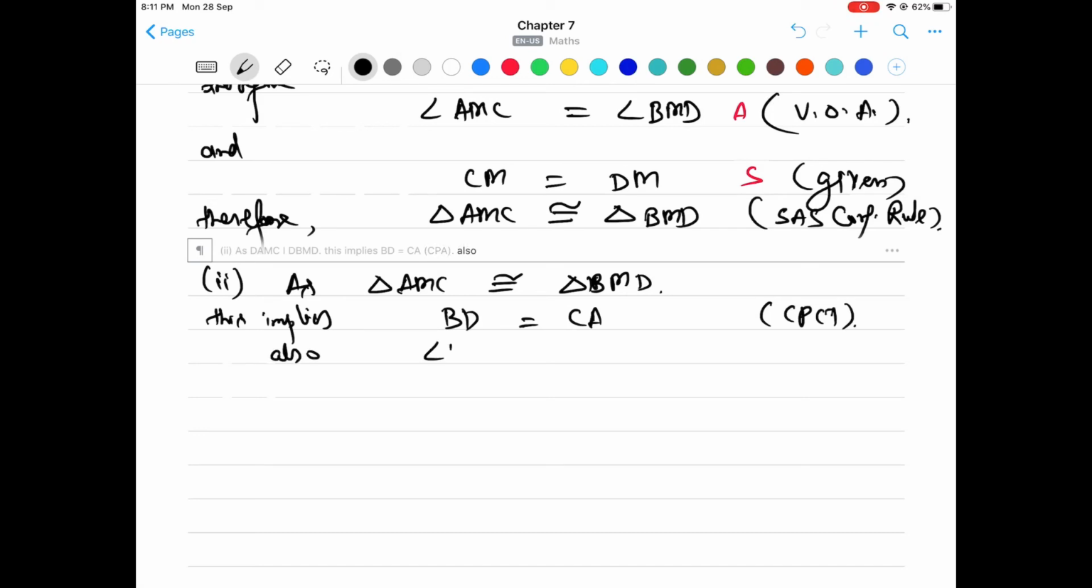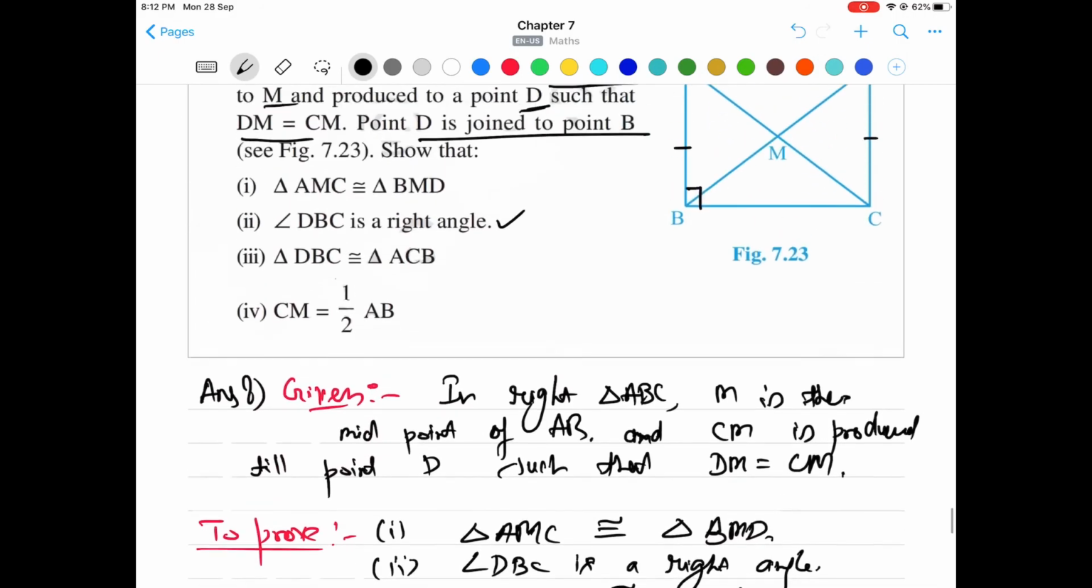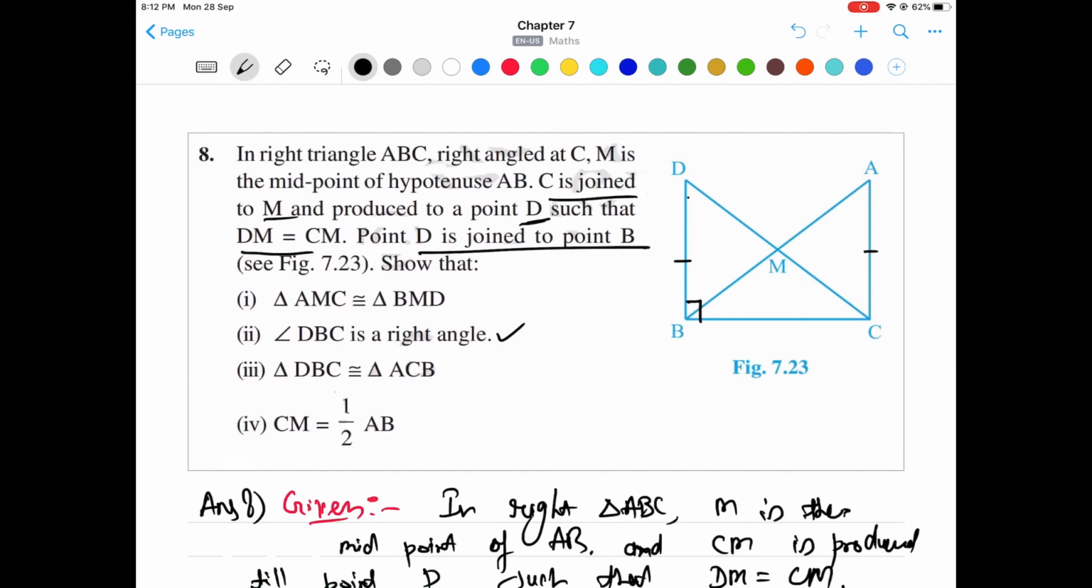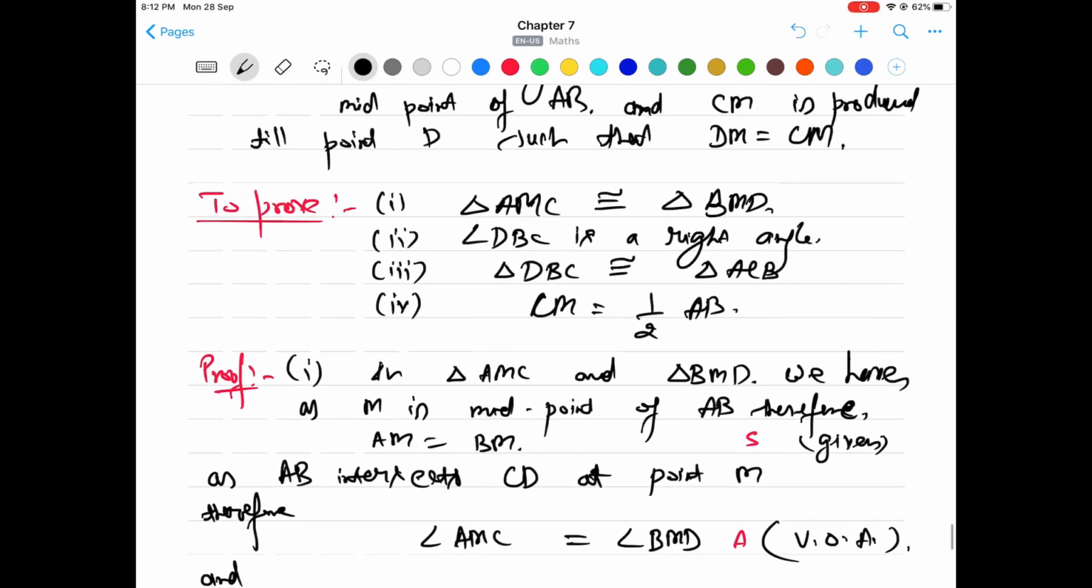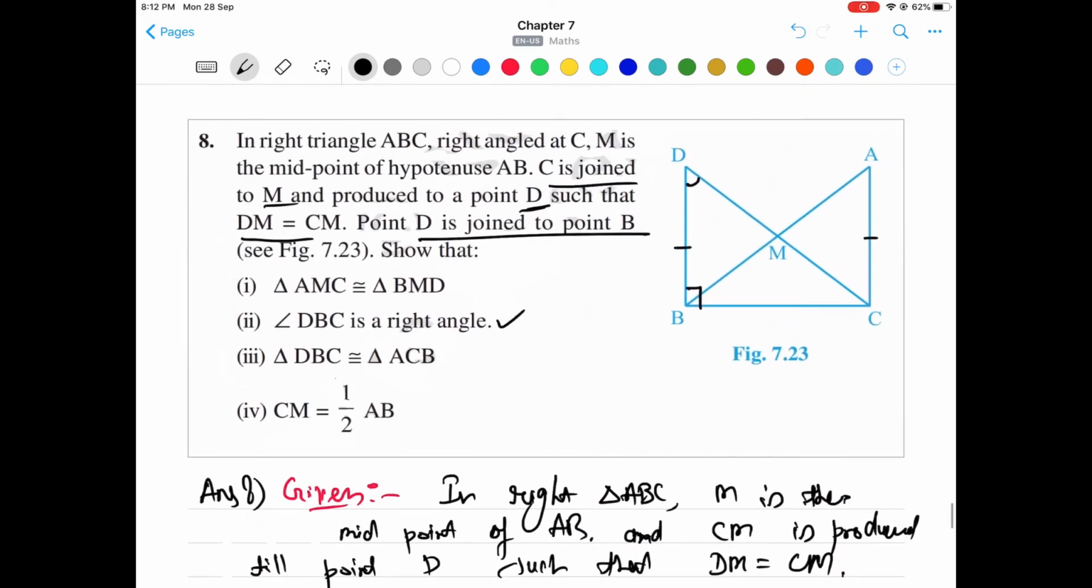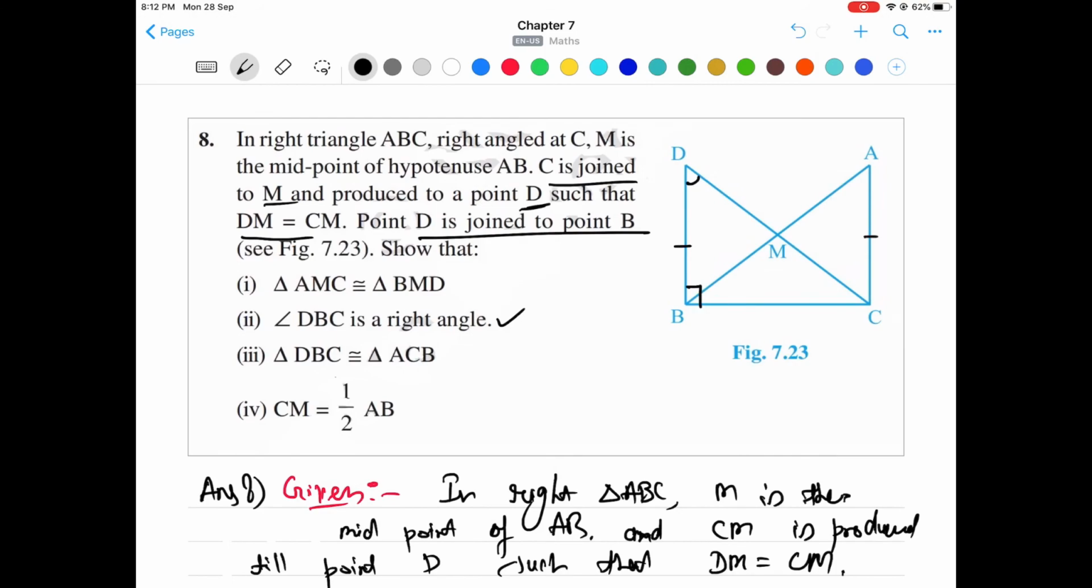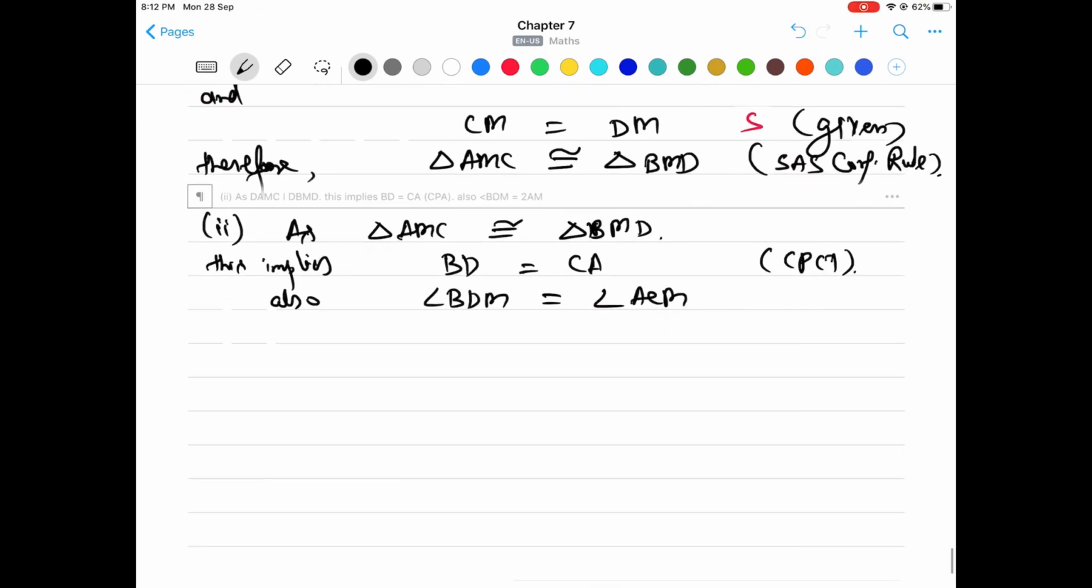Also, the angle BDM will be equal to angle ACM. These two angles will be equal because again they are corresponding parts of congruent triangles.